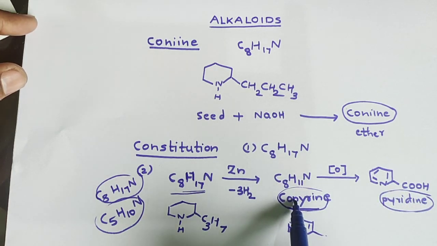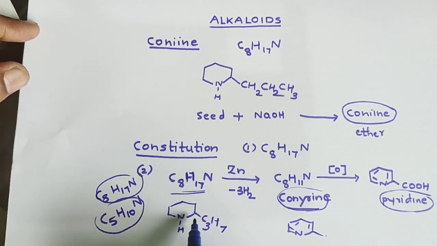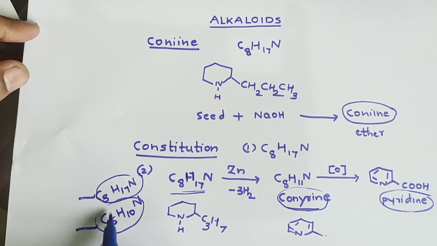So this is formed by removal of hydrogen. That means if pyridine is formed by dehydrogenation of this, then this should contain a piperidine nucleus. The formula of piperidine is this. That means the difference should be the side chain. So this is what you mean.